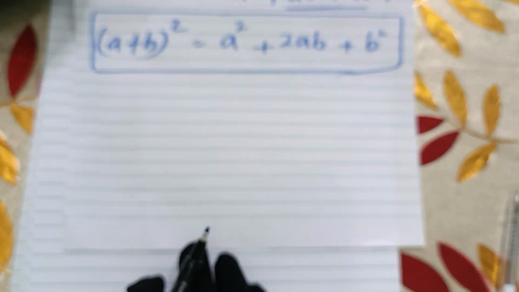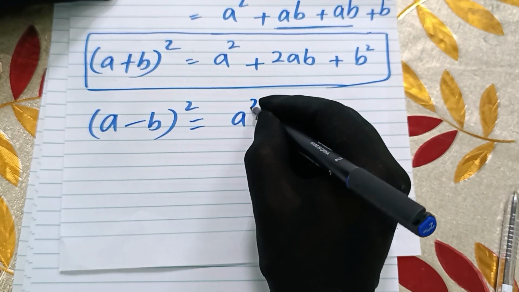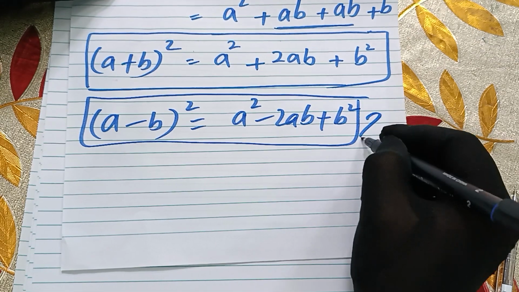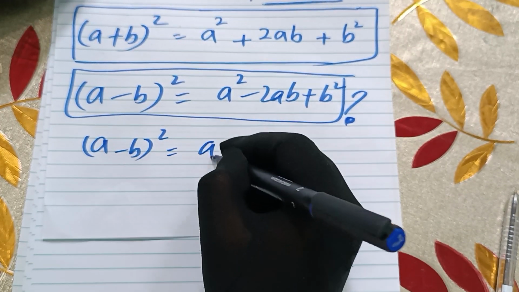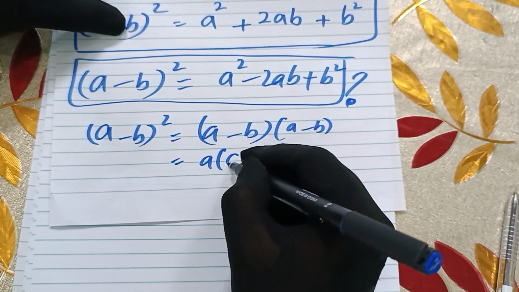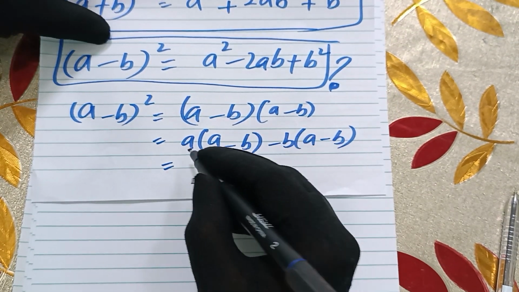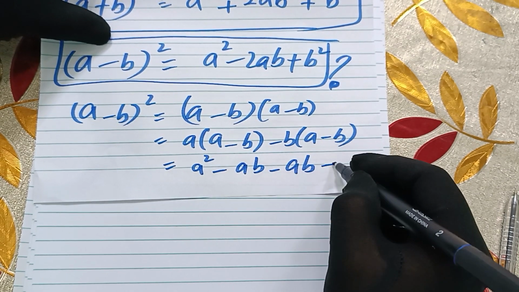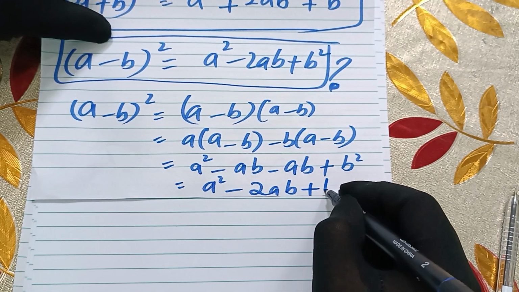In the same way, a minus b whole square is equal to a square minus 2ab plus b square. The question is again how we can take a minus b whole square and multiply it in the same way. So a times a minus b and minus b times a minus b. Open the brackets: a times a is a square, ab minus ab, minus times minus is plus b square. So it will become a square minus 2ab plus b square.